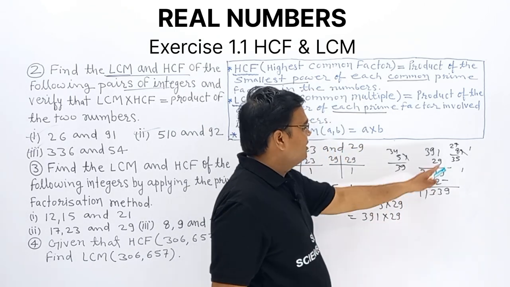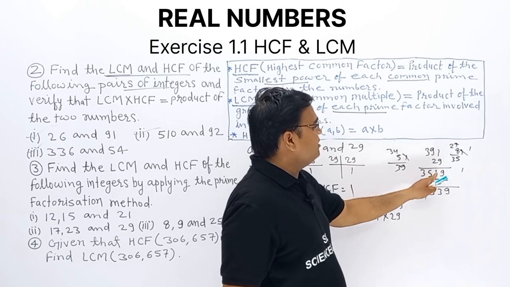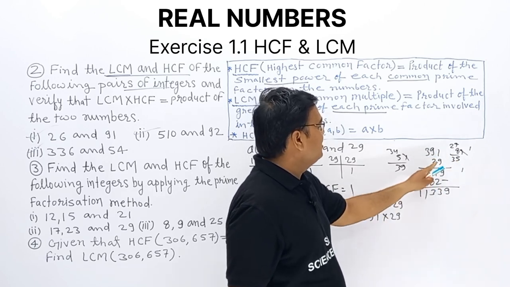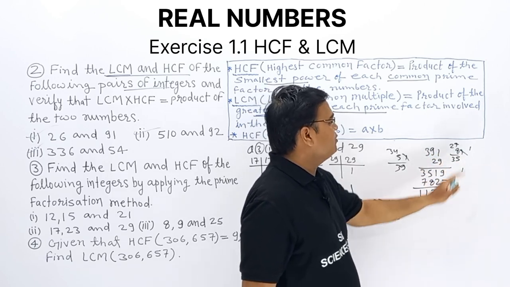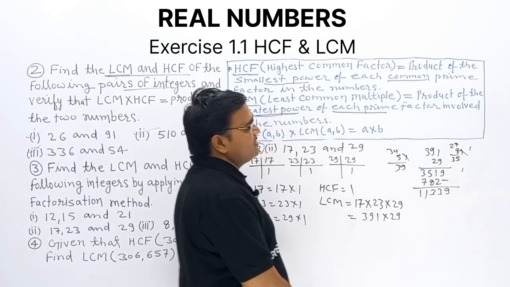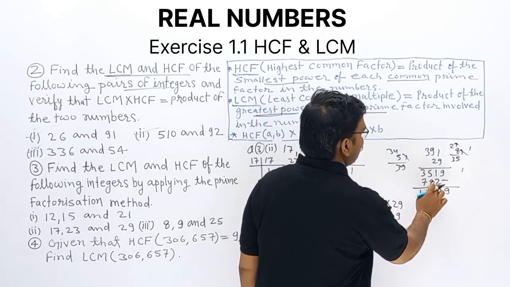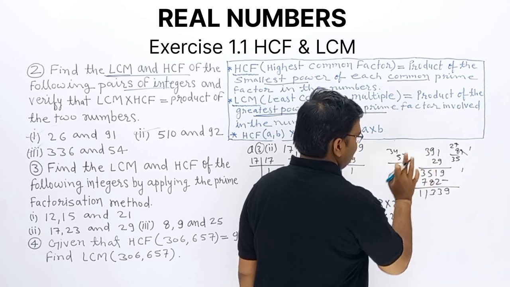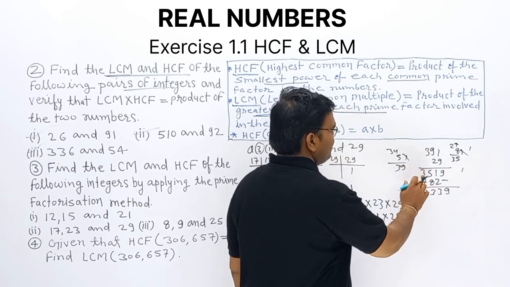Again I am observing 9 9s are 81. 1 is remaining, 8 is remaining. 9 3s are 27 plus 8 is 35. No doubt. Clear? 2 9s are 18. 3 2s are 6, plus 1 is 7.